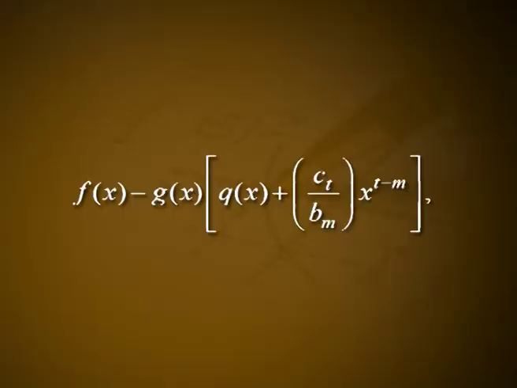However, the polynomial in equation 1 can be written in the form f(x) - g(x)[q(x) + (c_t/b_m) x^{t-m}]. So it is in S, contradicting the fact that r(x) was selected to have minimal degree in S. Hence, our supposition t greater than or equal to m is wrong. Hence, this gives t less than m. Thus, the degree of r(x) is less than the degree m of g(x).